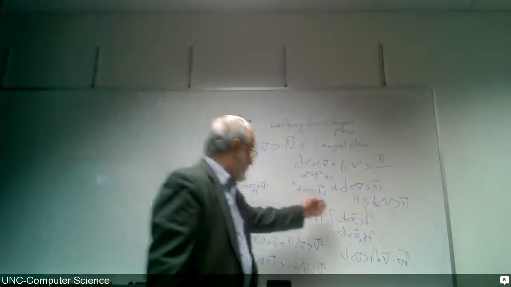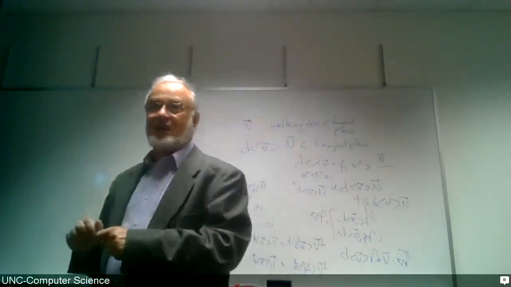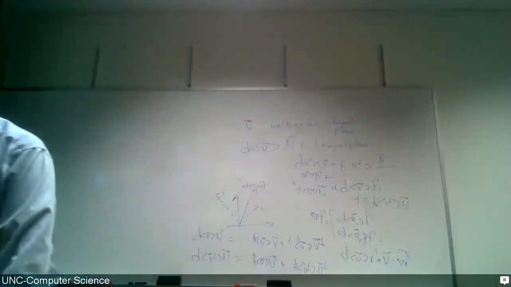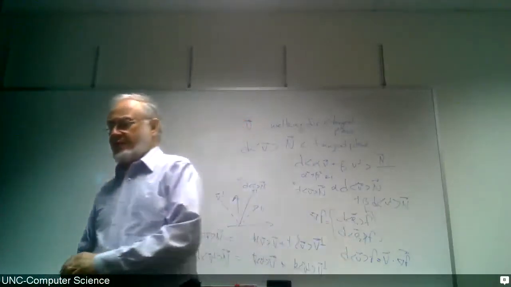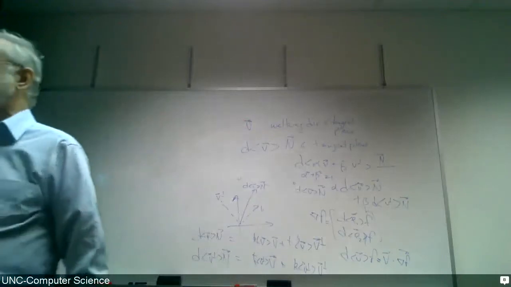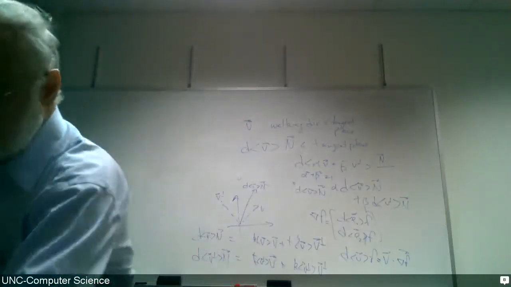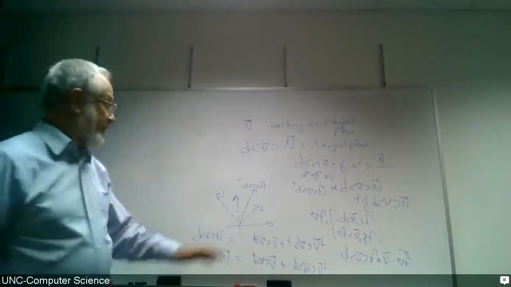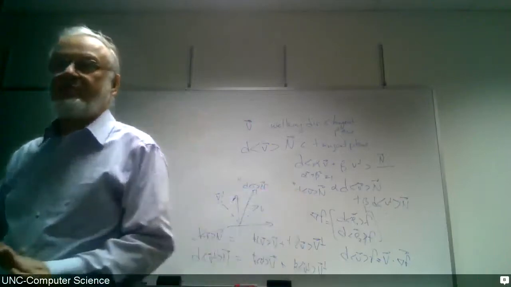So if I have a frame, which I defined last time as a right-handed orthogonal unit vectors system, then if I have all the directional derivatives with respect to the frame elements respectively, I know how to take any other directional derivative. That follows directly from what I said: it's linear in the walking direction.